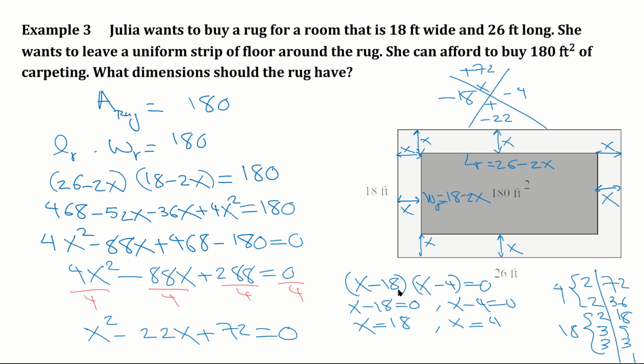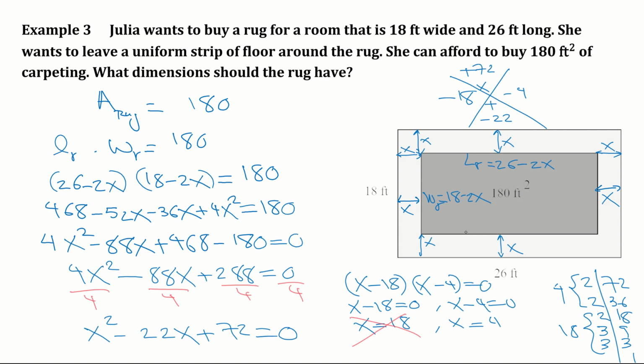Now, if we take a look and realize that if x is 18, the width of the rug is going to be 18 minus 2 times 18, which is going to be 18 minus 36, which is negative 18. So that's impossible, right? So that we're going to reject. Too large. It's a different reason than previously. Previously, we were getting a negative value, but even a positive value may not be reasonable and feasible.